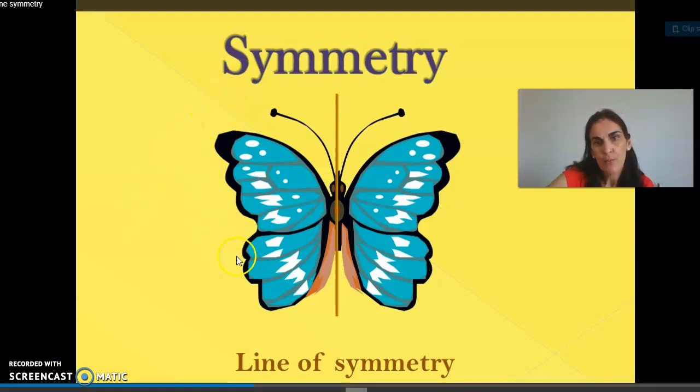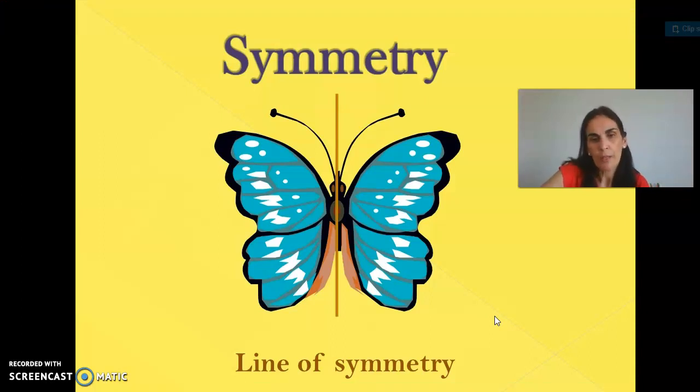As you can see in this picture, there's a butterfly. It is divided by a line, and this line is called the line of symmetry. Can you repeat? Line of symmetry. This is the concept we're learning today.